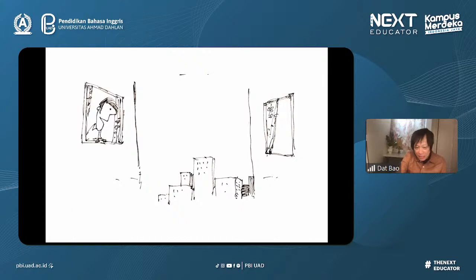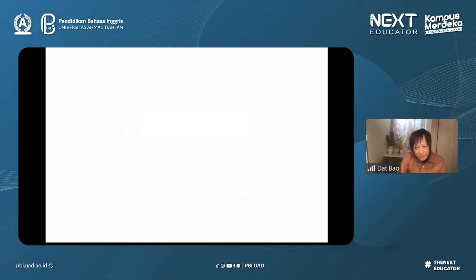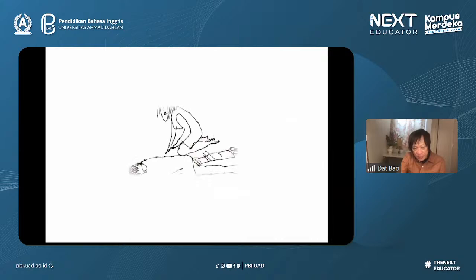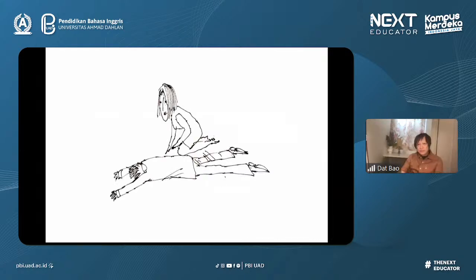Could be endless possibility. And it will be fun if you give this picture to your students, get them to tell the story, their story. You'll be surprised how creative they are. What do you think is happening here? And what had just happened?